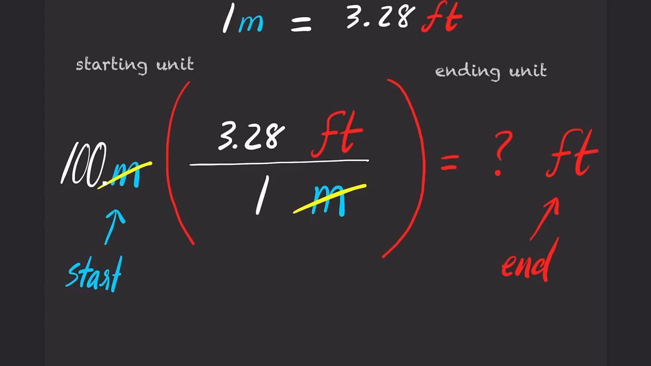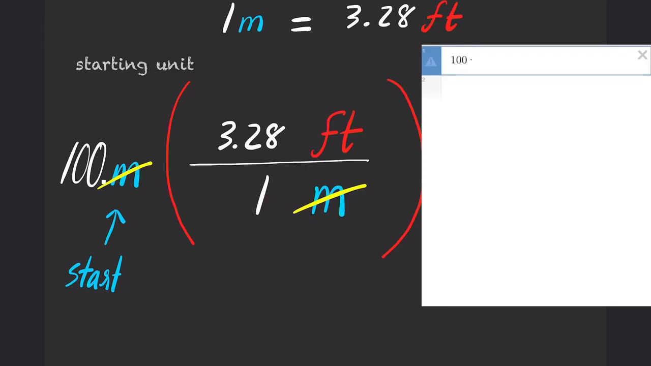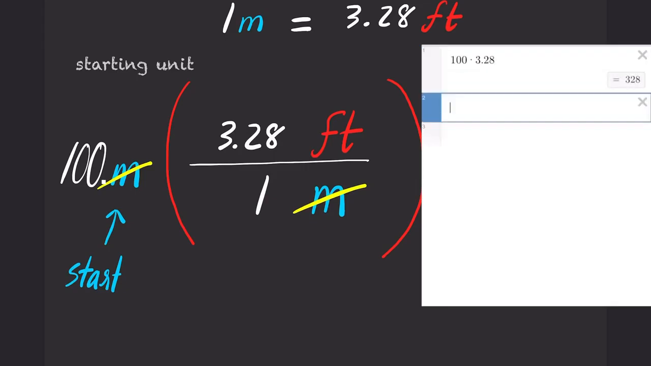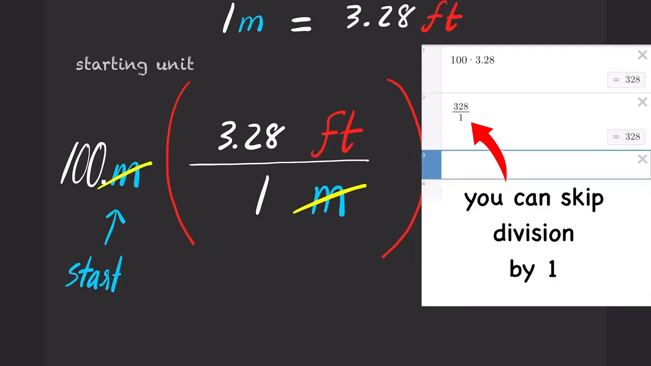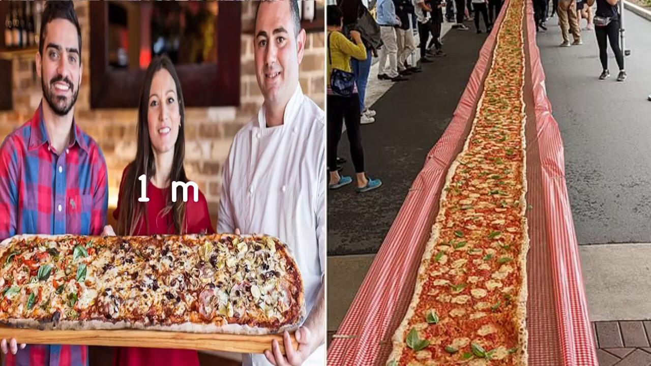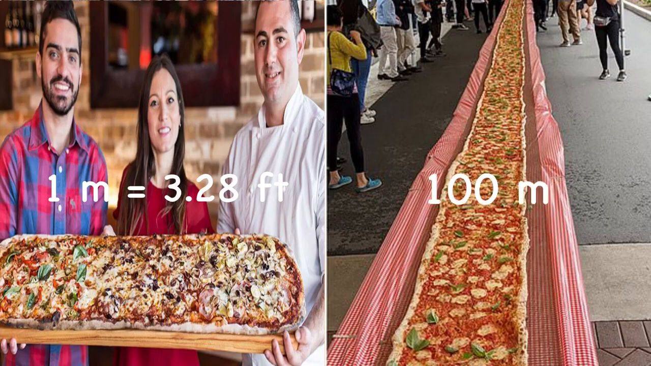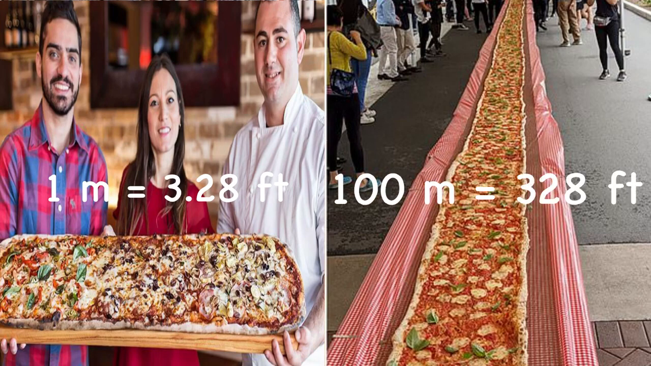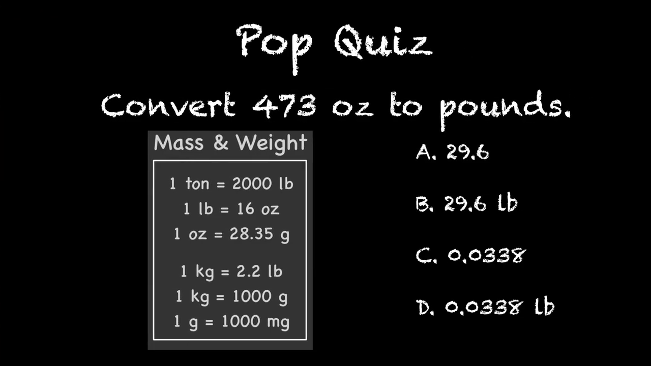Now plug the numbers into your calculator. Take the starting number, 100, multiply it by any numbers on the top, and divide the answer by any numbers on the bottom. So the answer is 328 feet. It helps to have a logical check to see if our answer makes sense. Since there are far more feet in 1 meter, and 328 feet is a much bigger number than 100 meters, our answer makes sense. Pop quiz.